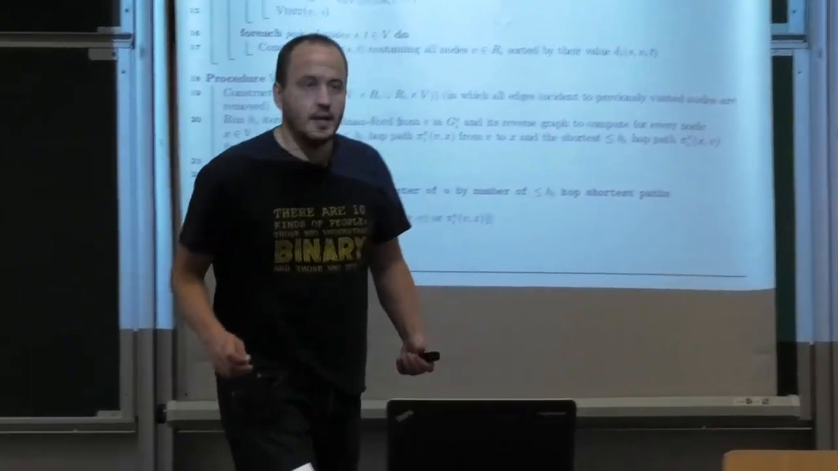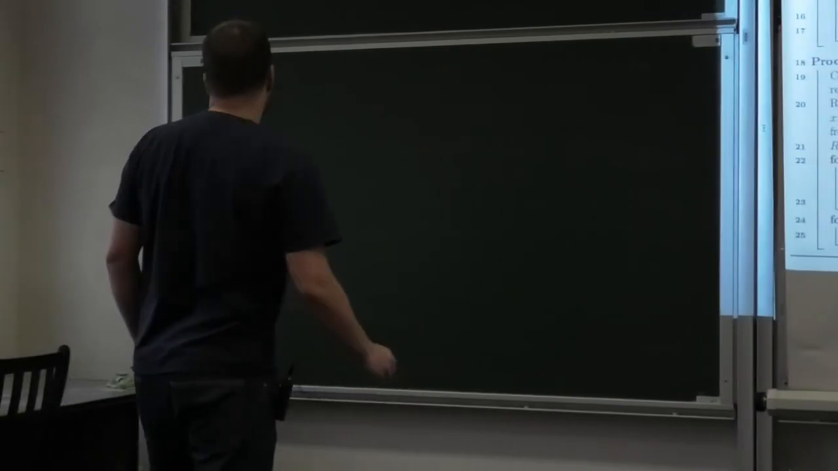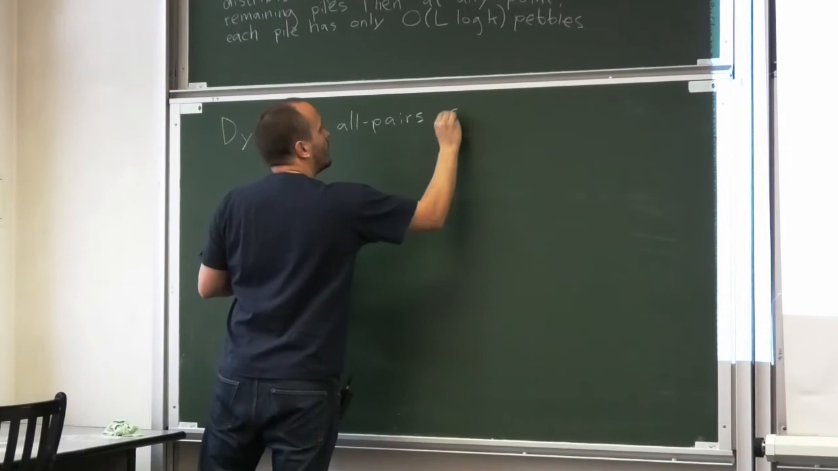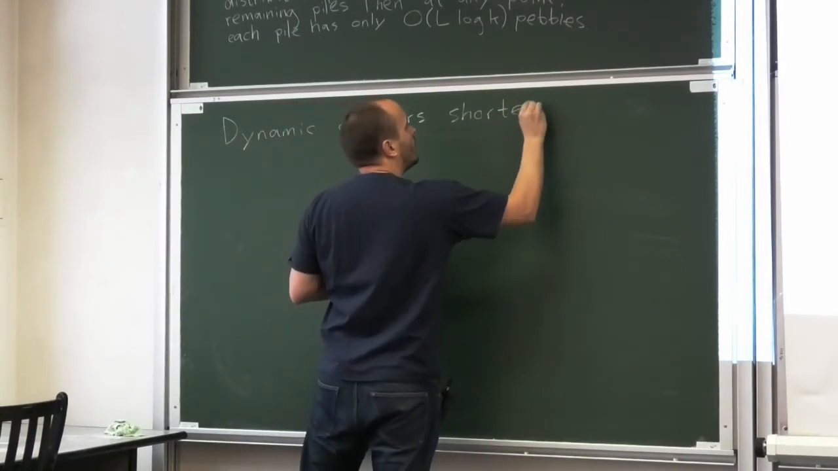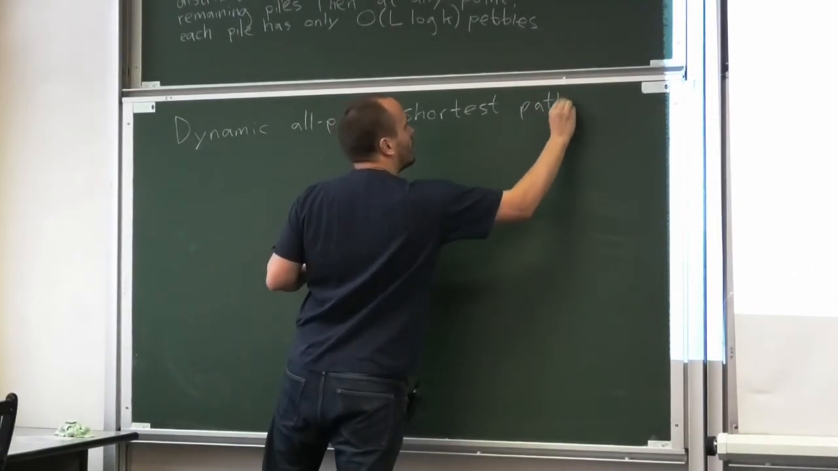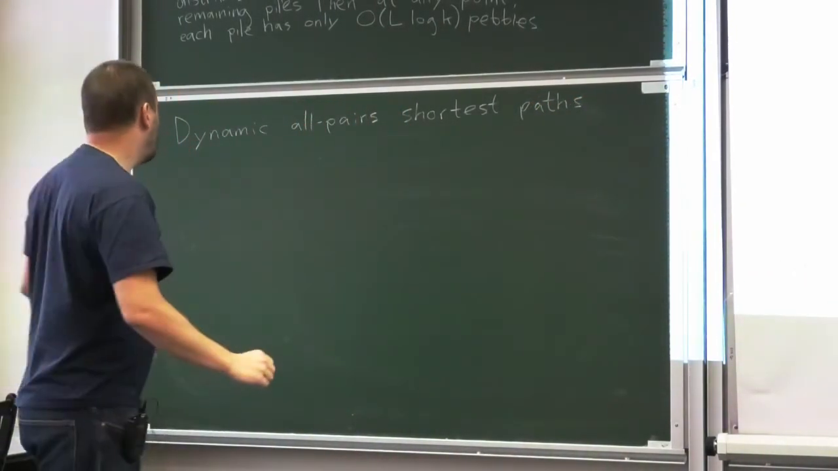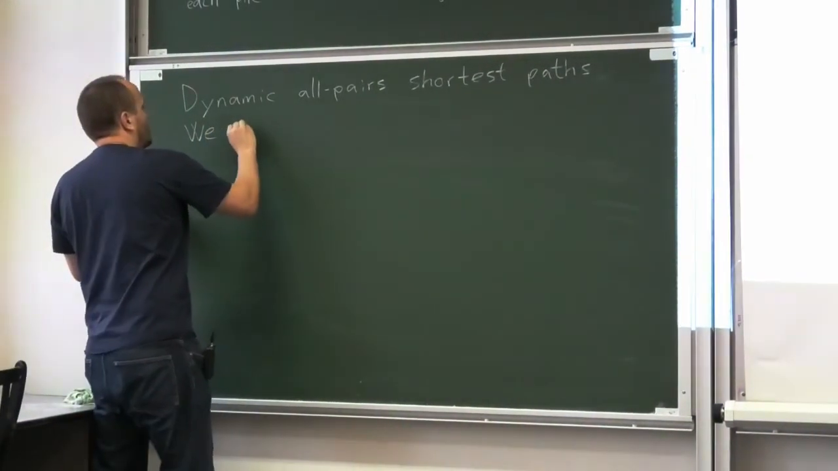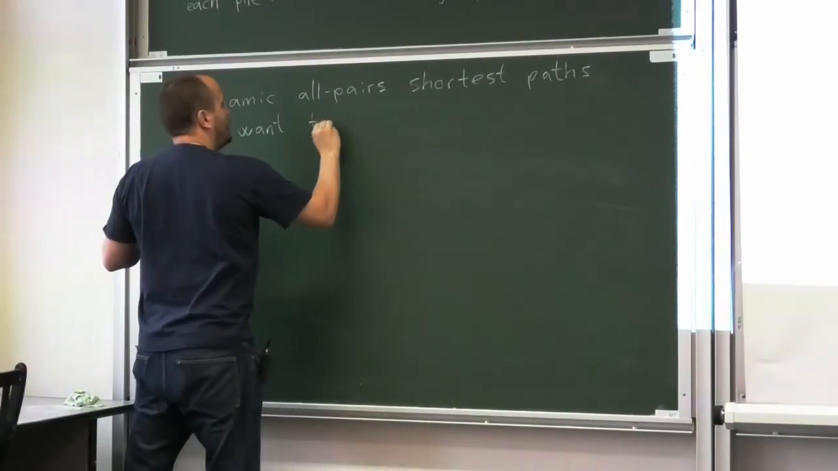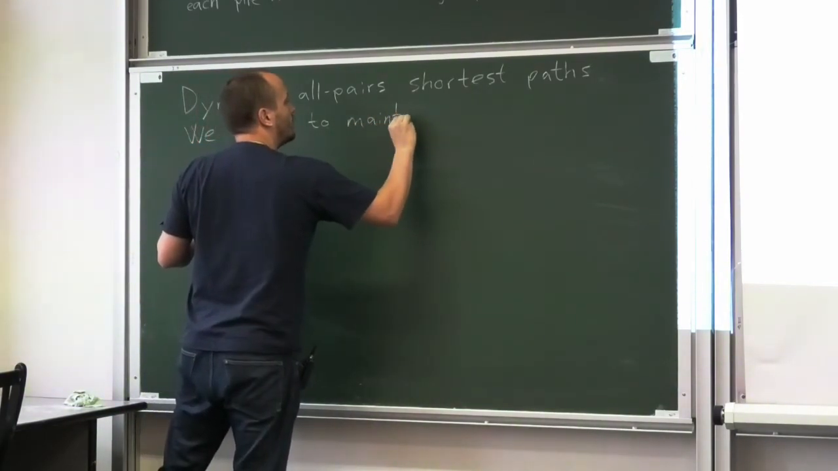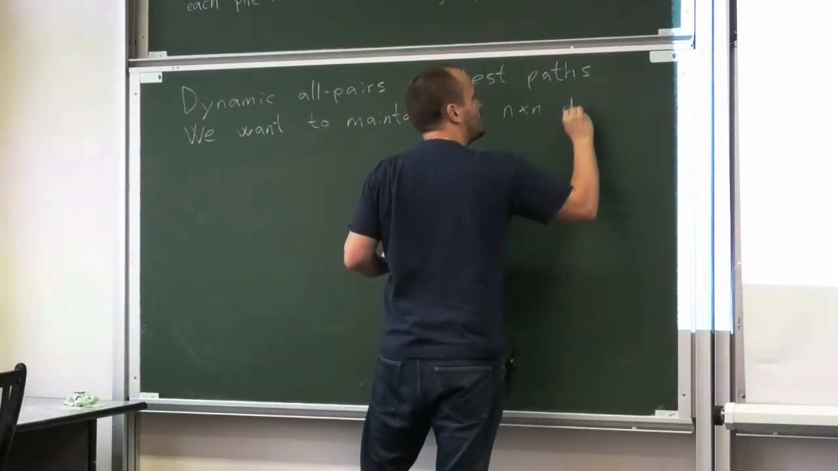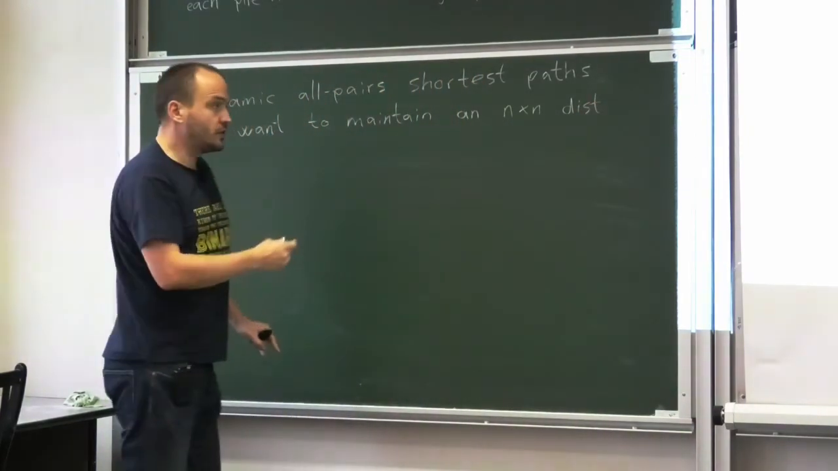Today we will focus on another dynamic graph problem, dynamic all-pairs shortest paths. In this problem, we are given a dynamic graph, and we want to maintain an n by n distance matrix, where n is the number of vertices of the graph.